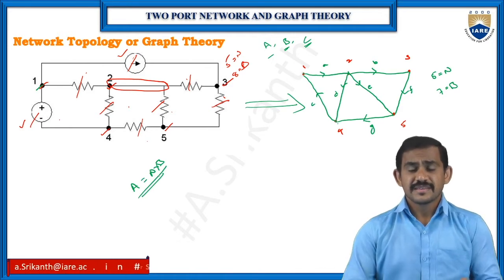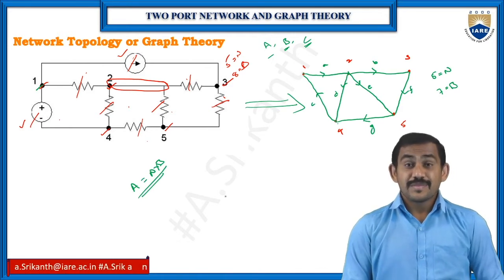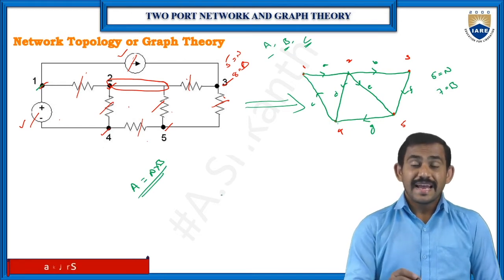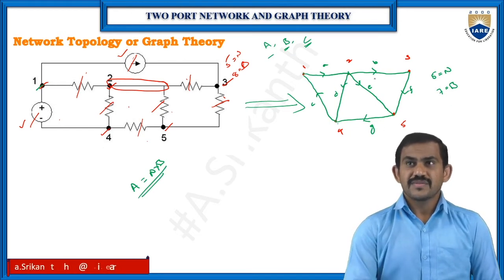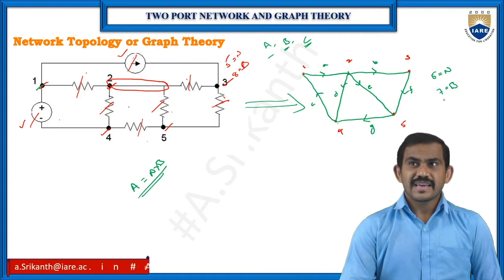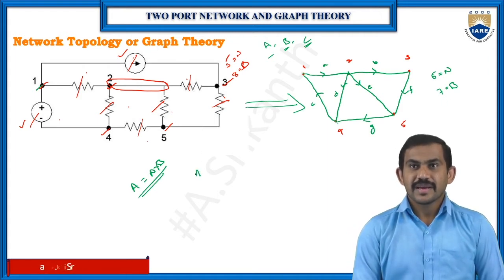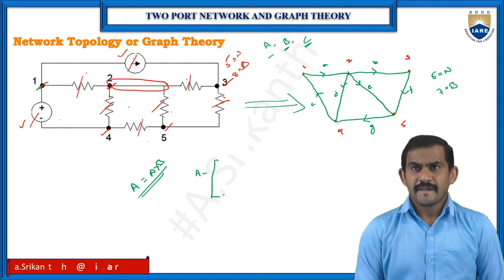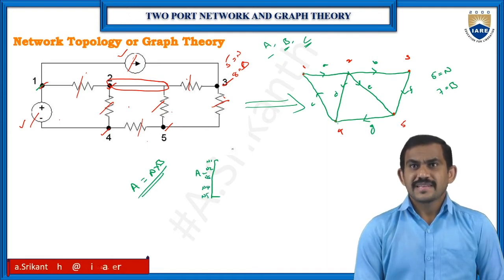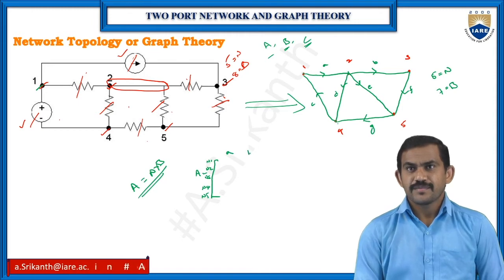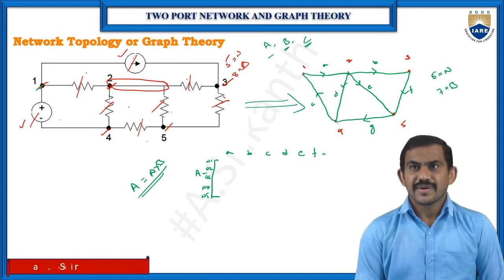So we need the number of nodes and the number of branches. From this graph, the number of nodes is 5 and branches are 7. So your A matrix has rows n1, n2, n3, n4, and n5, and columns for branches A, B, C, D, E, F, and G.